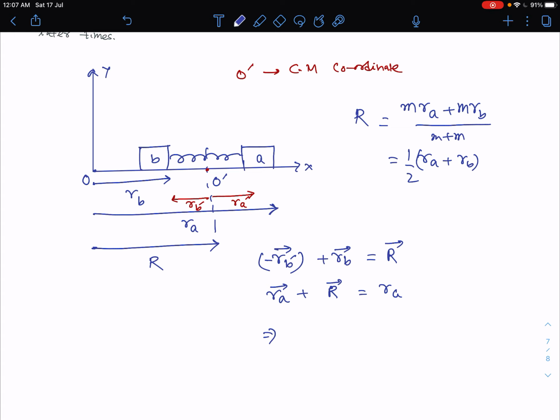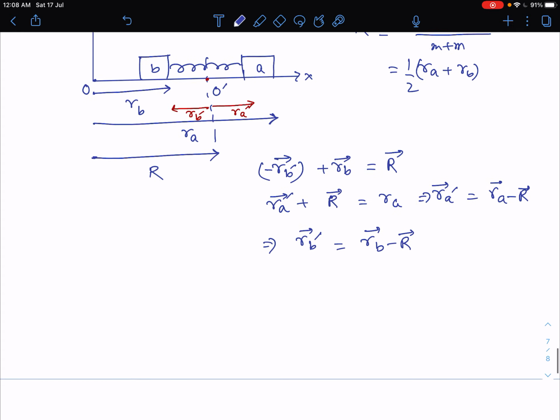Now the question is, what is RB prime? RB prime is just RB minus R. And this is RA prime. Similarly, RA prime is just RA minus R.